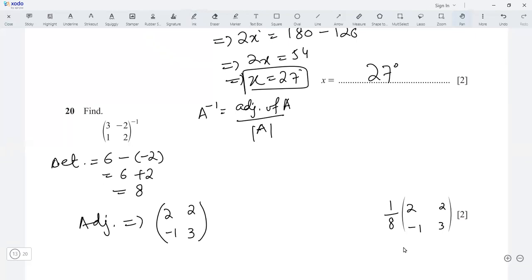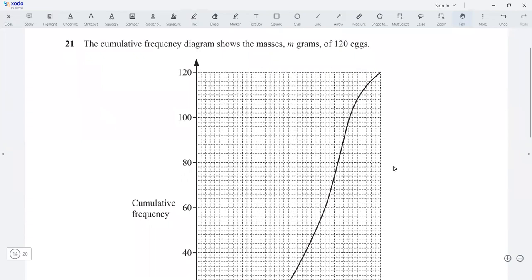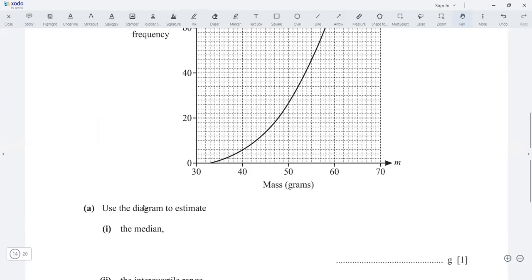So moving ahead to the next question, question number 21. What's being said in that question? This question is basically a cumulative frequency type of question. There are 120 eggs and masses are given about these eggs on the x-axis, and on the y-axis cumulative frequency is given for them. So what we have to do is find the median.